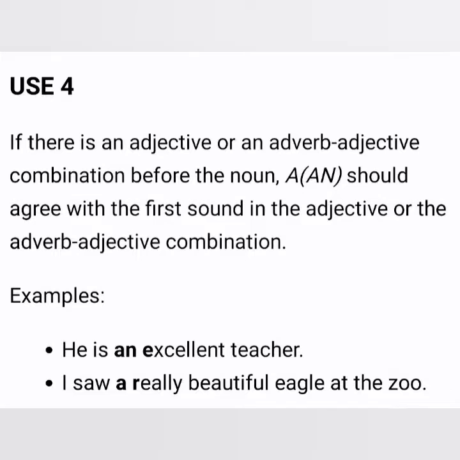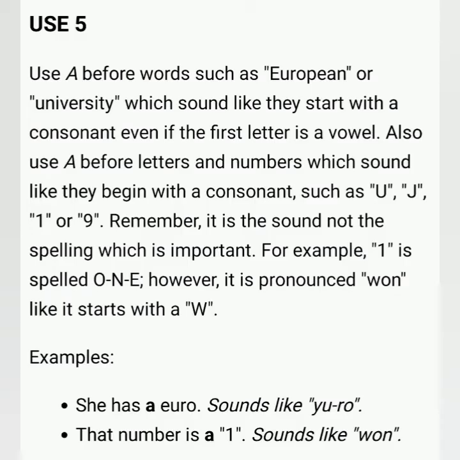Next is use number 4. If there is an adjective or an adverb-adjective combination before the noun, a or an should agree with the first sound in the adjective or the adverb-adjective combination. That is, he is an excellent teacher. I saw a really beautiful eagle at the zoo. Here, excellent is the adjective. And really is the adverb, that is, R is a consonant. So, we are using a.